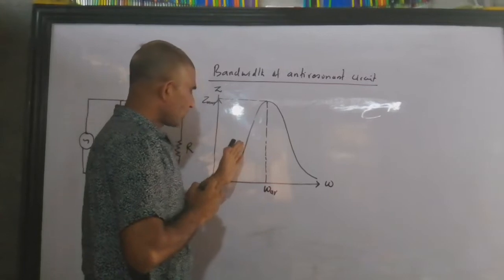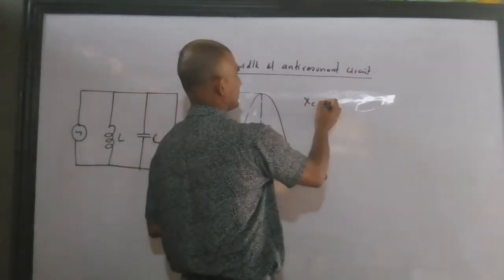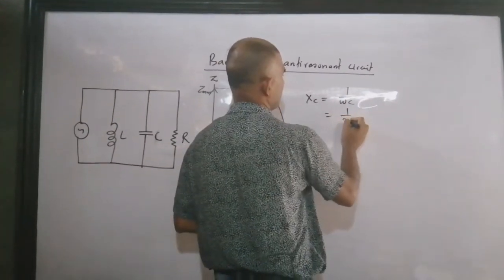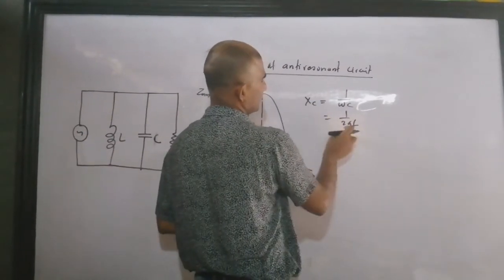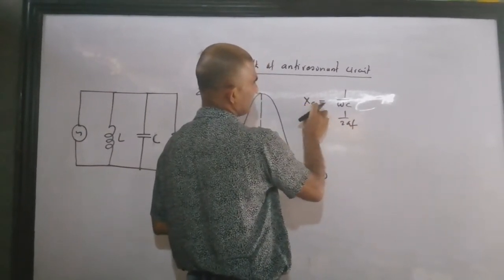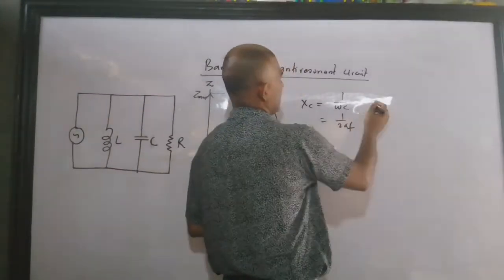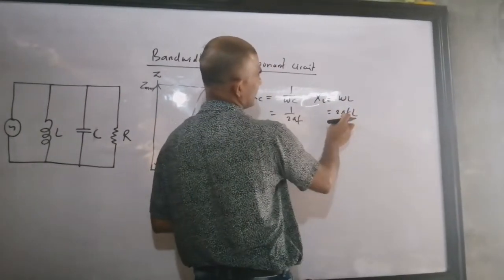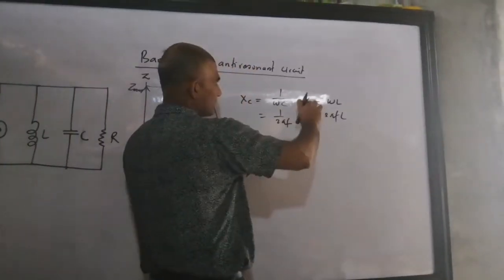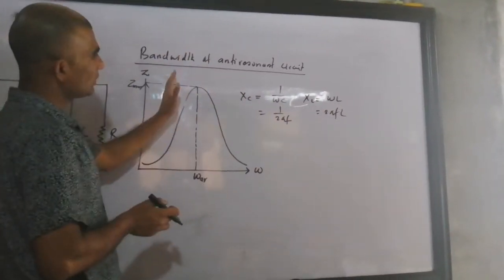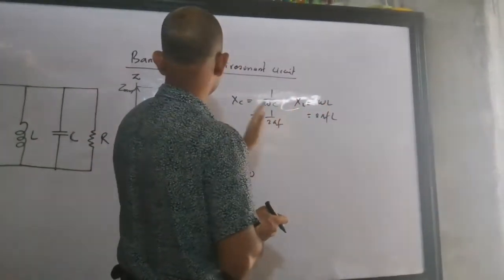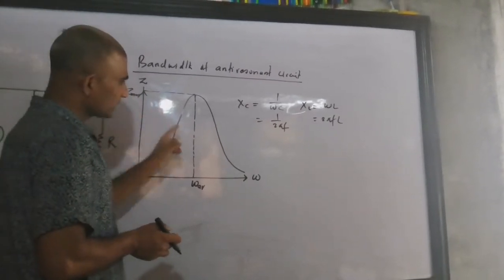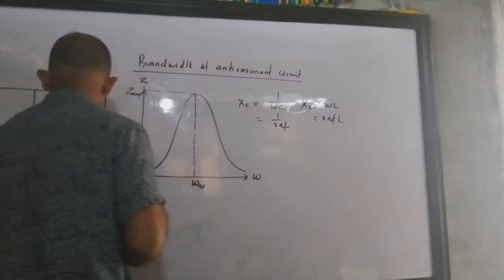In this region of the curve, the capacitive reactance is 1 by omega C, that is 1 by 2 pi fC, so when frequency increases, the reactance of the capacitor decreases. Likewise XL equals omega L, that is 2 pi fL, so when we increase the frequency, XL increases. The resultant of these two curves, along with the resistor, looks like this. So this is the variation of impedance with frequency, which we have already discussed in the previous video.